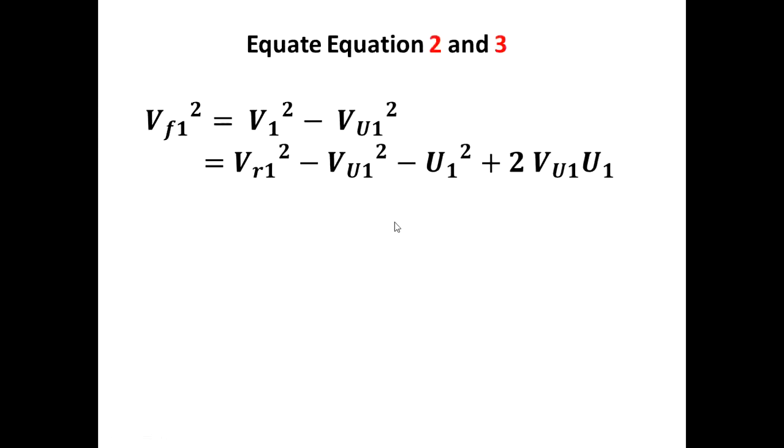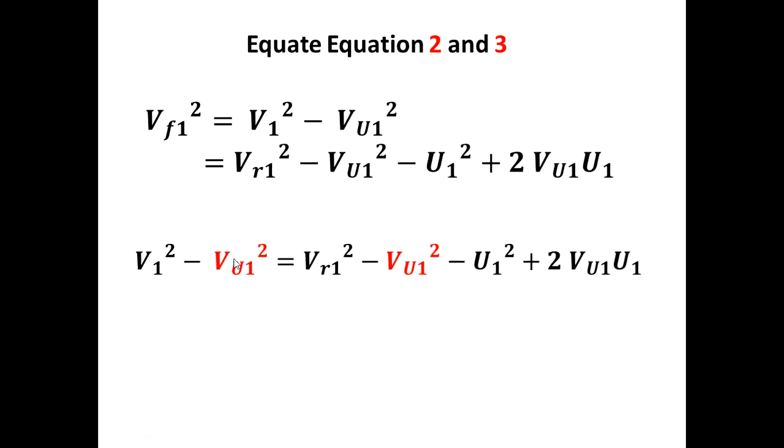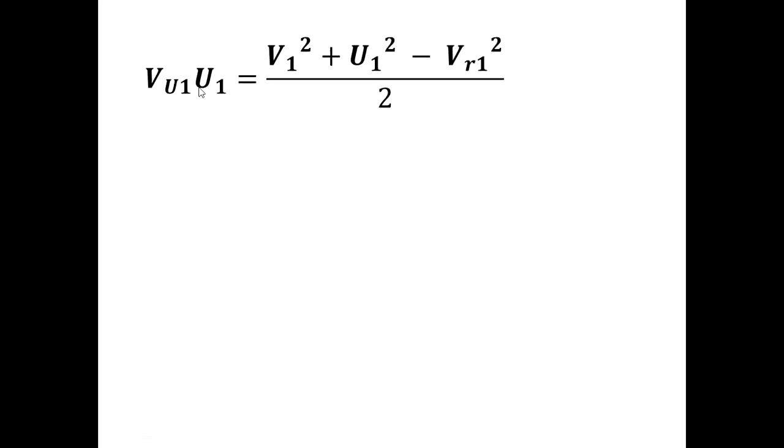Compare equations 2 and 3, and you will get this equation: V1 square minus VU1 square is equal to VR1 square minus VU1 square minus U1 square plus 2 VU1 U1. So VU1 square is common here and this will get cancelled. Therefore you will remain with 2 VU1 U1 is equal to V1 square plus U1 square minus VR1 square. Therefore VU1 U1 is equal to (V1 square plus U1 square minus VR1 square) divided by 2.